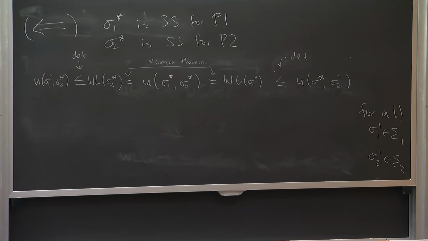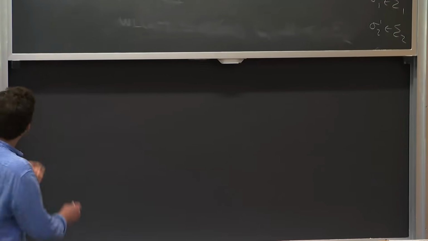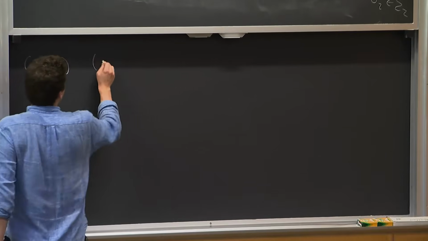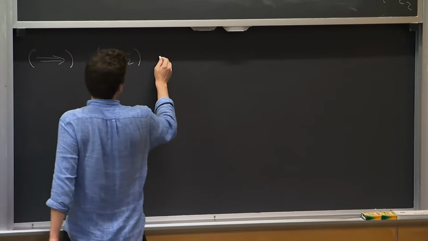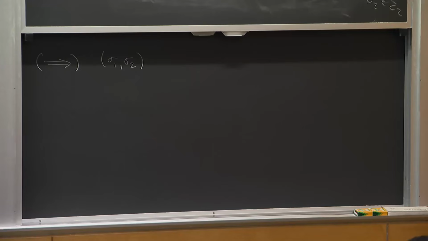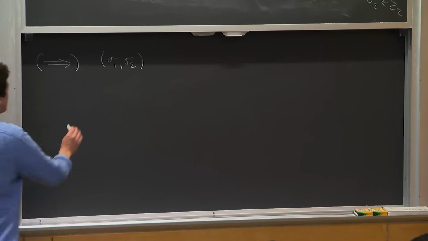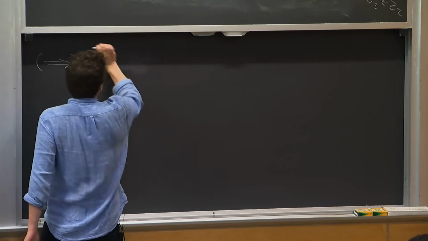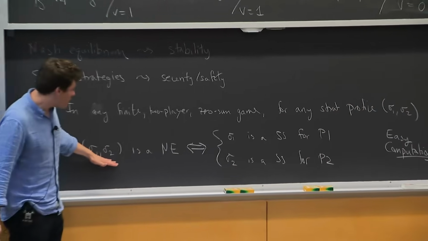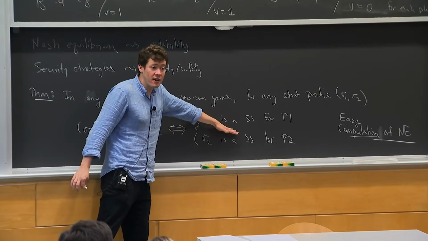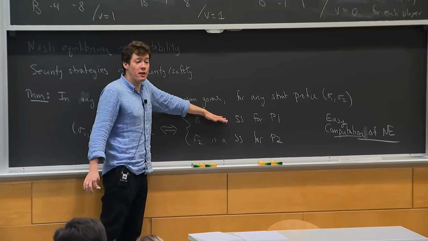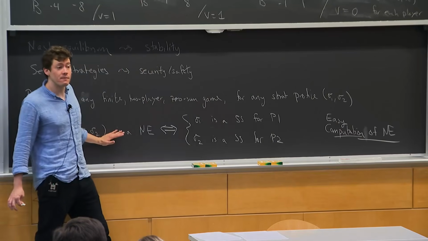Any questions on this? So now we want to show the reverse direction. Let's start by saying, suppose sigma 1, sigma 2 is a Nash equilibrium. We want to say that both players must be playing security strategies. But we're actually going to erase this. We're going to prove this by contradiction, so we have to be a little careful. To show that if it's an equilibrium, both players must be playing security strategies, we're going to show if some player were not playing a security strategy, then it could not be an equilibrium.